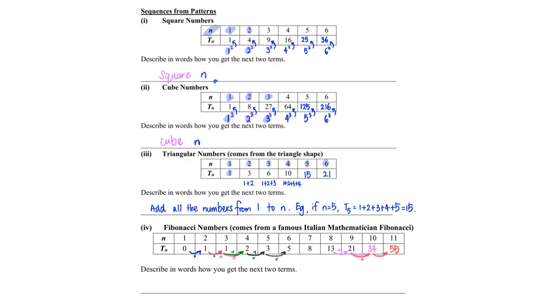We simply add the previous two terms. Okay, so meaning the nth term Tn is simply equal to the sum of the previous two terms, T(n minus 1) and T(n minus 2).